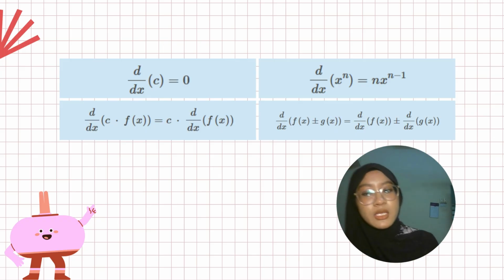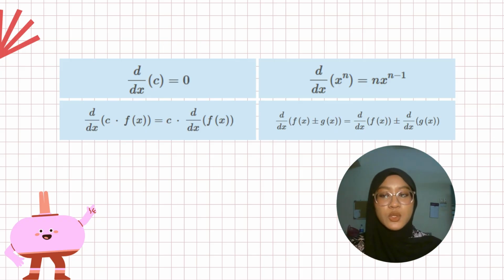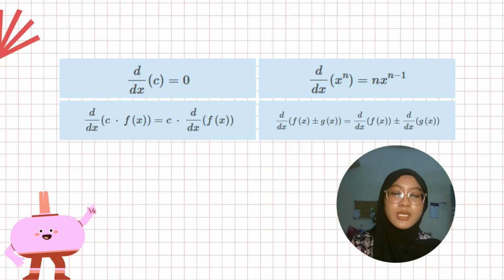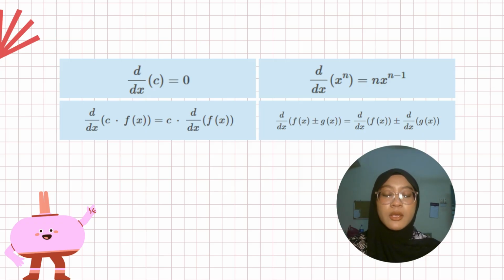Next is the power rule. The power rule is used when the function contains x raised to a power. The rule says that we multiply by the power and then subtract 1 from the power. For example, if y equals x cubed, the derivative is 3x squared. This rule is one of the most commonly used techniques in differentiation.